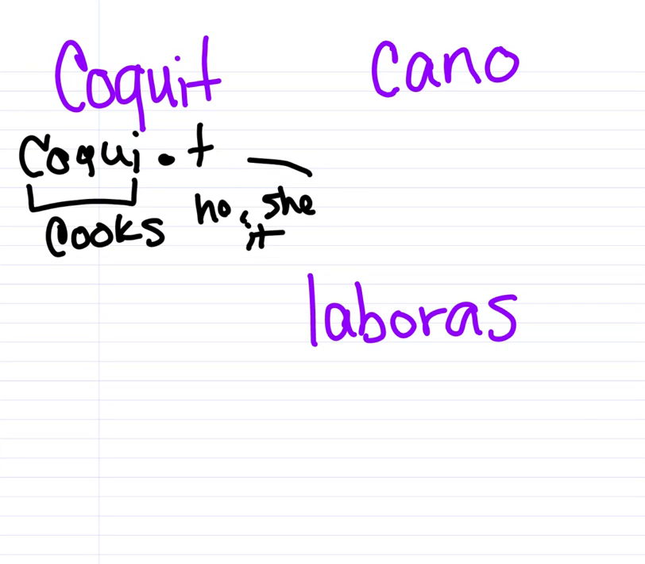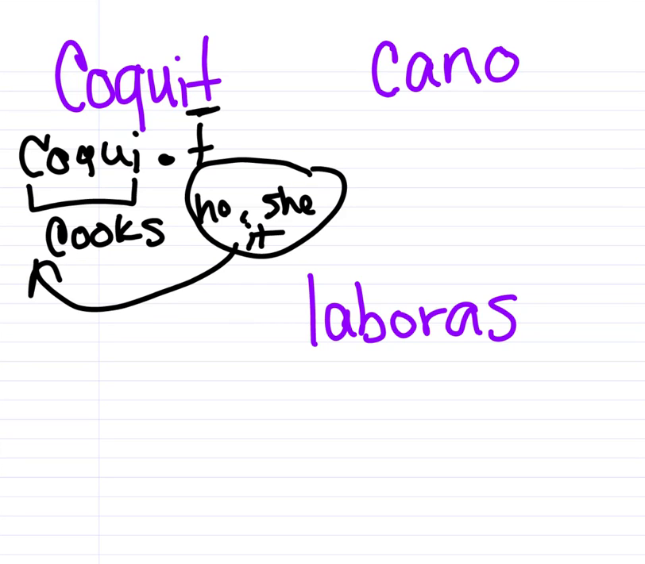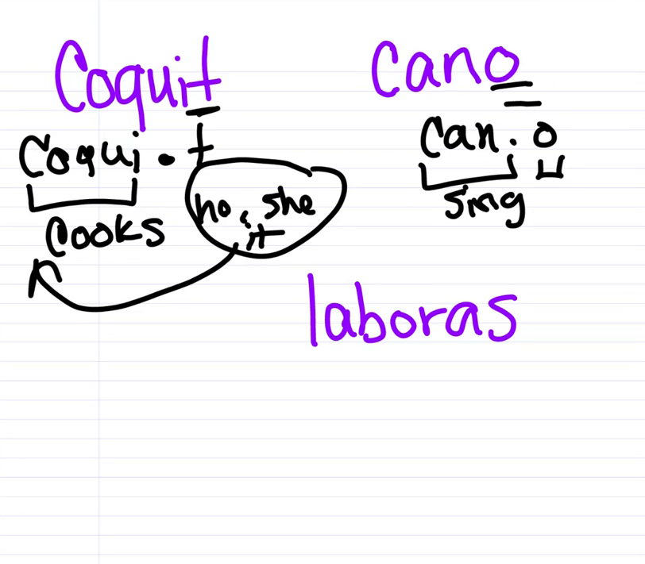You'll notice that it's a little bit backwards from how we would speak because the subject is actually at the end of the verb. So it's not just cooks, it's he, she, or it cooks. Let's look at cano. My verb ends with an O, so I'm going to split it right here. Can-o. This part means to sing, and the O means I. So cano itself means I sing.